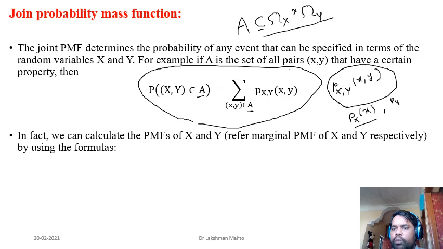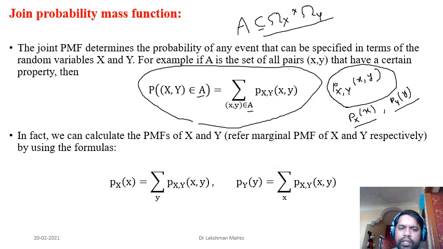So we will denote it by p_Y of y. We call this the marginal probability of Y. So how can we calculate it? It is just a matter of exhaustiveness. So what you do? This one is your joint probability mass function of X and Y occurring together.